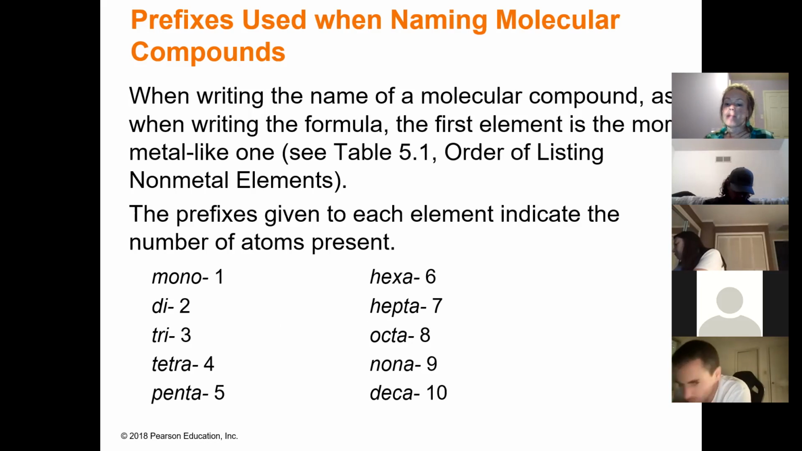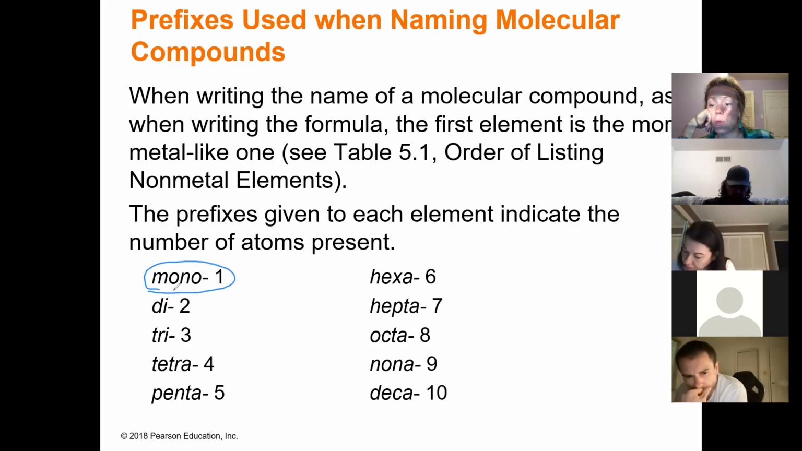There are a couple exceptions. Well, there's really only one exception for when we drop a prefix. And that is if you happen to have 1 on the first element, you can drop the mono on the first one. Not if you have 2 of the first one, or 3, or 4, that you cannot drop. But if you have 1 on the first one, you can drop it.